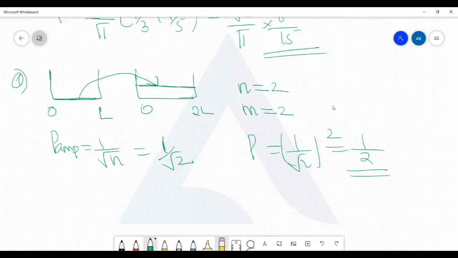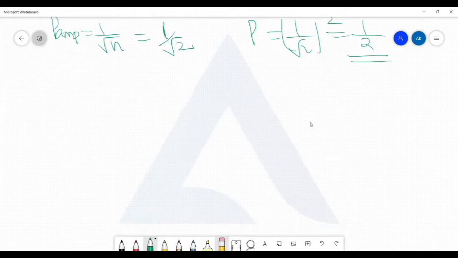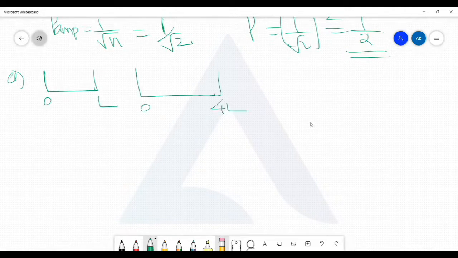Okay. One more question. Last one. We will wind up after this. The box having length 0 to L, and we are shifting it to 0 to 4L. What is the probability to find the particle in the first excited state? Now it is shifted 4 times, therefore n is equal to 4. It is in the first excited state, that is m equal to 1, I'm sorry, m equal to 2.